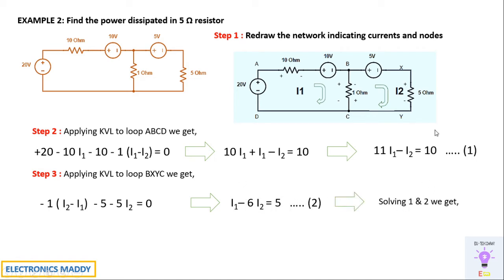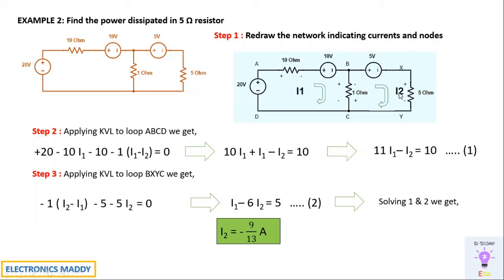Solving equations 1 and 2, we will straight away get the values of I1 and I2. I2 is given to be minus 9 by 13 amps in this case. So we have found the value of I2. The reason we find I1 and I2, but mainly are concerned with I2, is that we have to find the power dissipated in the 5 ohm resistor. The 5 ohm resistor is with respect to current I2, so once we know current I2, we can find the power easily.